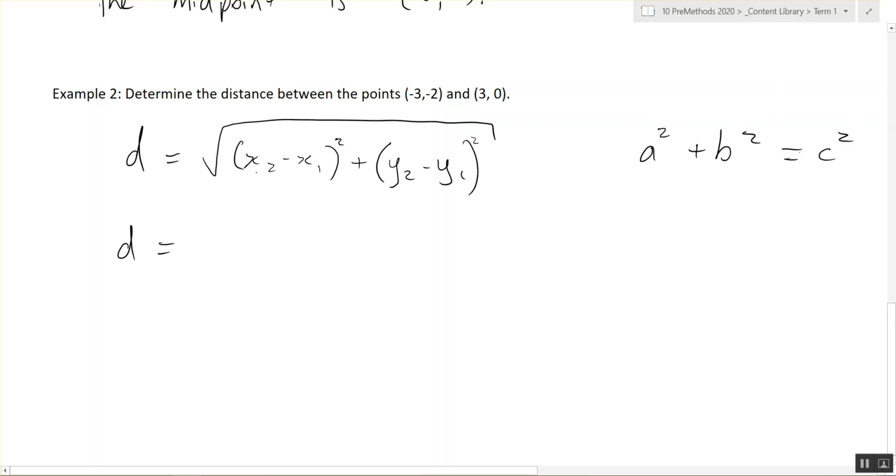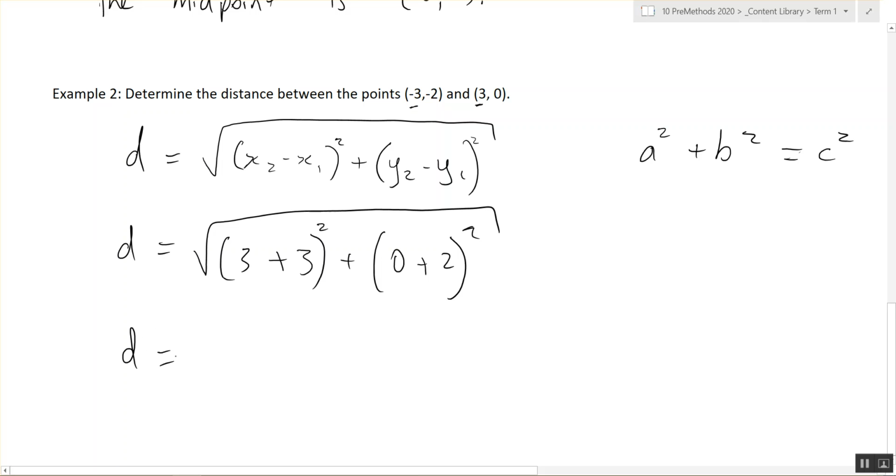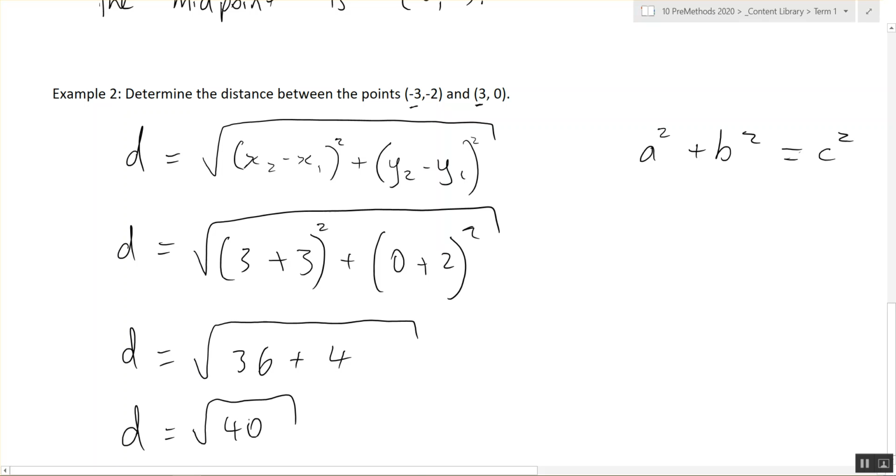So let's sub in these values. x2, x1, so you're left with a distance. You've got to add these and square them, so 6 squared, 36, 2 squared is 4, so you're left with the square root of 40. Now if you've learnt surds, you'll know what to do here. We can simplify this to 2 square root 10.